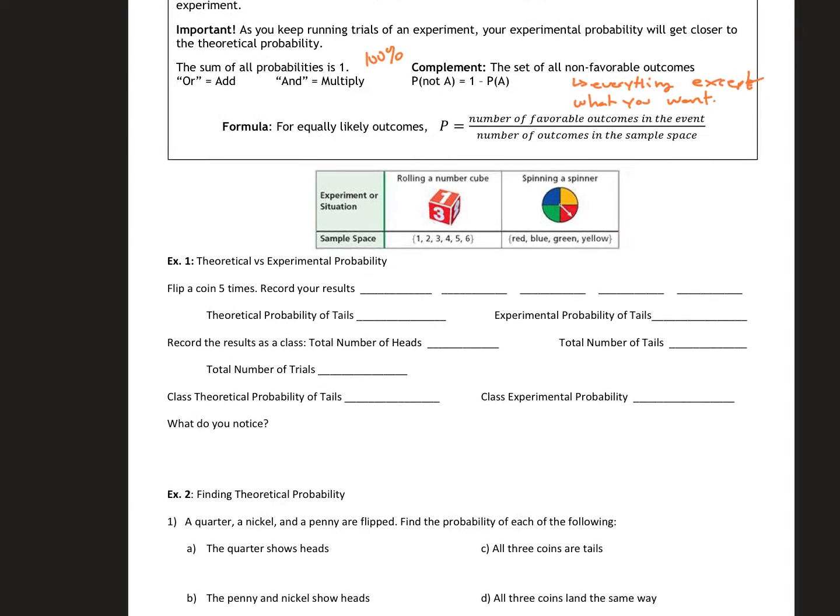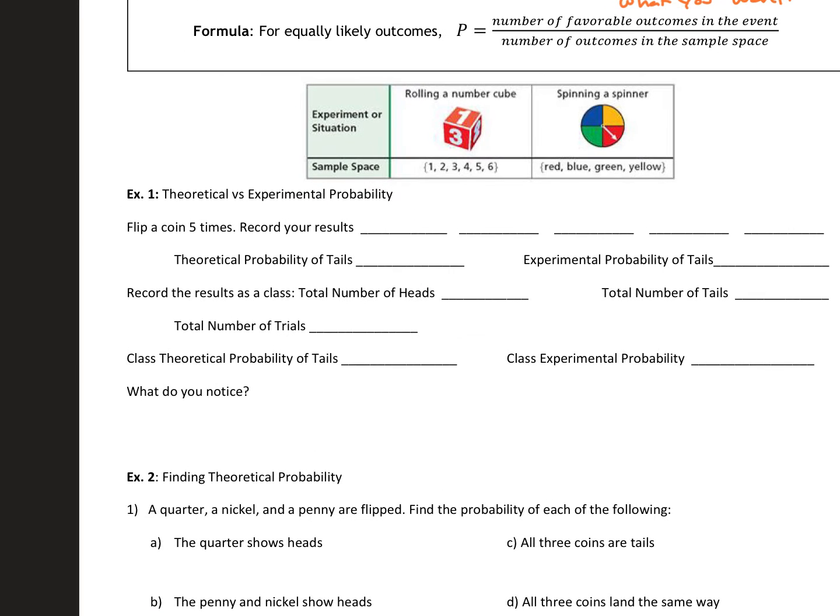All right, so theoretical versus experimental probability. So here, we're going to take a look at this. Flip a coin 5 times and record your results. Yours might be a little bit different than mine. When I just flipped a coin 5 times, I got tails, heads, tails, and heads. So the theoretical probability of the trials is 1 out of 2, or 50%, because you're either going to get a heads or a tails. The experimental, I got tails 3 out of the 5. So that's 60%.